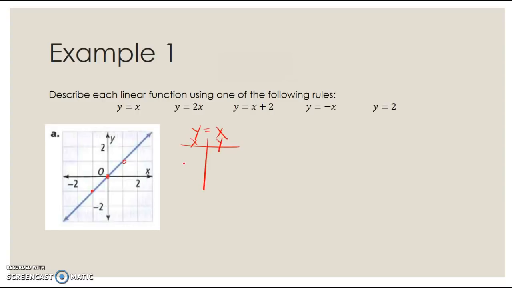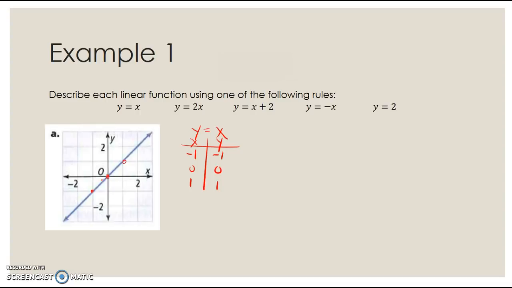X, y. And I'm going to choose x values, say -1, 0, and 1. And then I'm going to plug these in. So y is going to equal my x value. So when x is -1, y is -1. When x is 0, y is 0. When x is 1, y is 1.